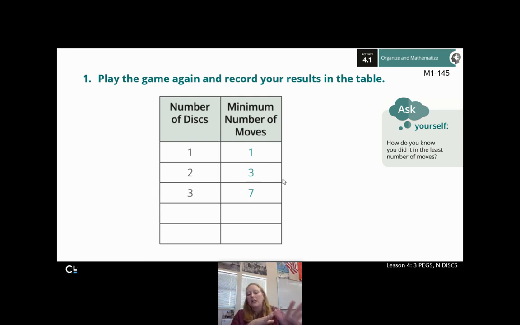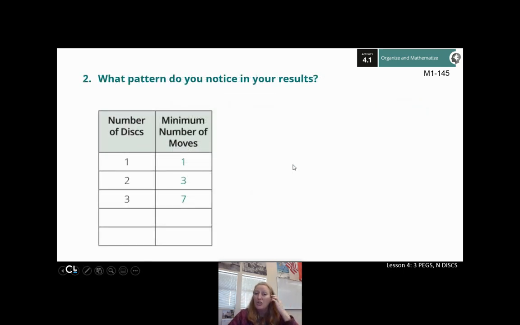Now, we're going to set our discs aside for just a bit here, and we're going to see if we can find some kind of a pattern. Do you notice a pattern in your results? Is there a pattern happening here in your results? Go ahead and hit pause, jot down your thoughts on that, and then hit play when you're ready to keep the discussion going.